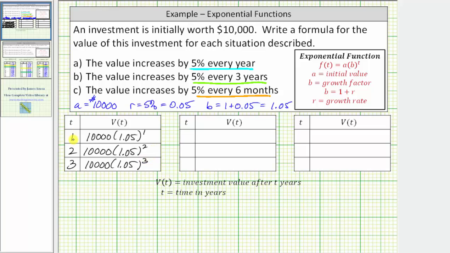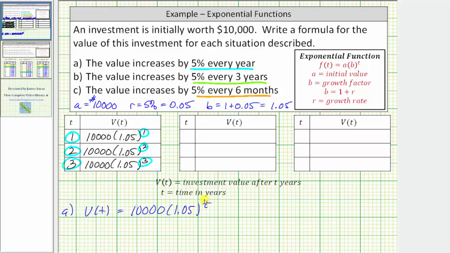Now let's focus on the value of t and the value of the exponent. Notice for this situation, the value of t and the value of the exponent is exactly the same, which means for our formula or the function giving us the value of the investment, for part A, we have v of t equals 10,000 times 1.05 raised to the power of t.